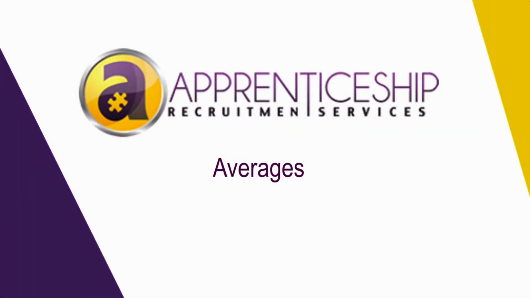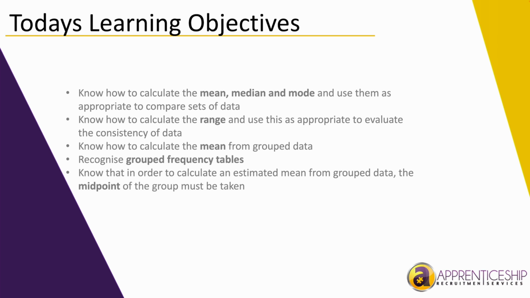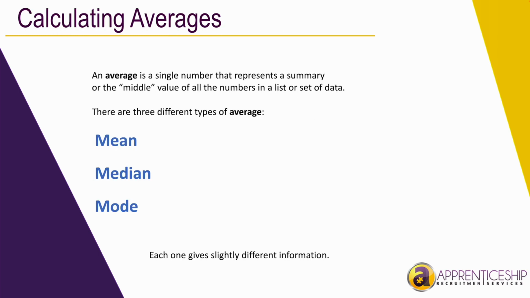At averages. Okay, so today's learning objectives, we're going to be looking at how to calculate the mean, the median and the mode, and how to use them as appropriate to compare sets of data. We're going to look at how to calculate the range and use this as appropriate to evaluate the consistency of data. We're going to look at how to calculate the mean or estimated mean from group tables and frequency tables, and know that in order to calculate this estimated mean, we need to be looking at the midpoint and so on. So we're going to start off by looking at the different averages.